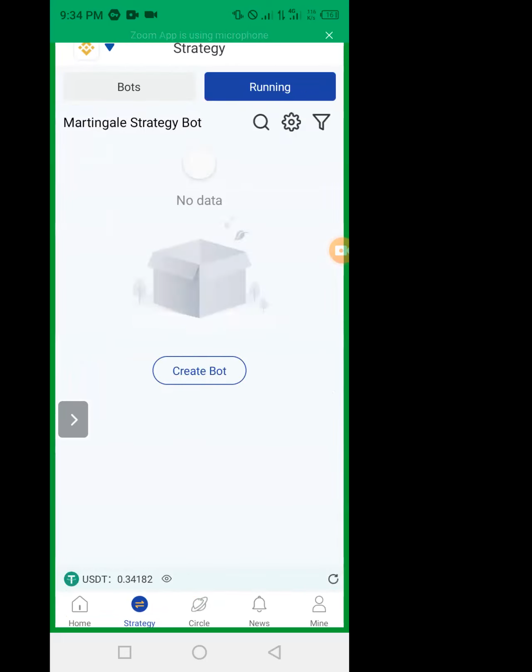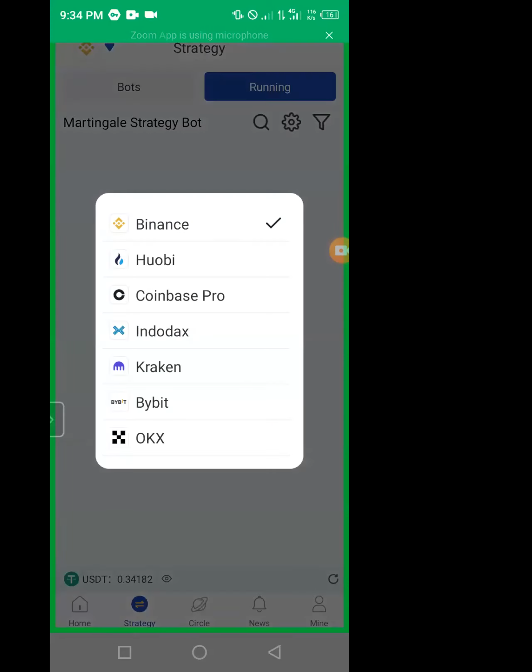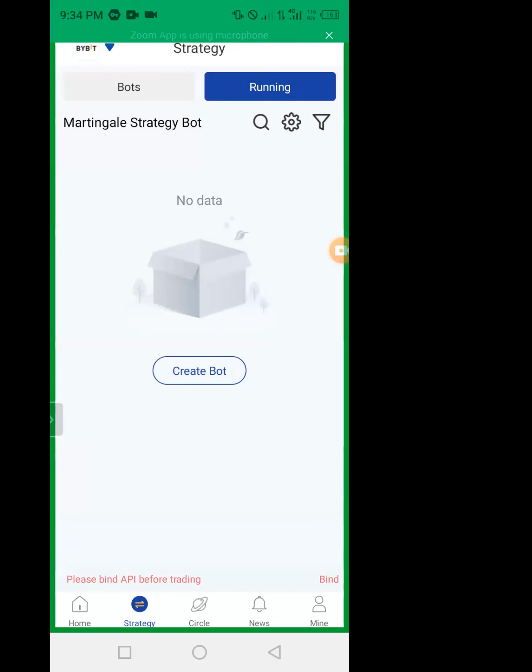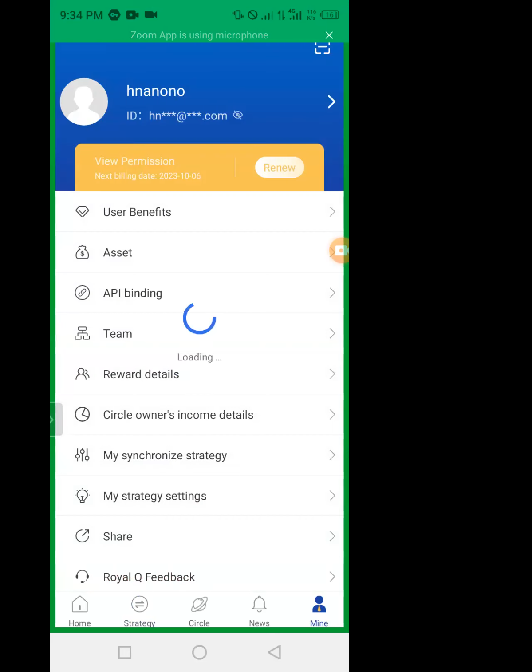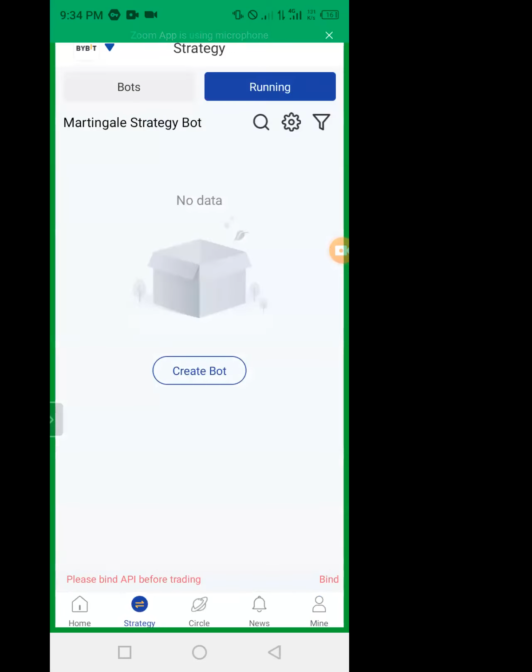Oh, this account is using Bybit. No, this account, no, it is not using. It is using Binance. Oh, this is my account for building the team. It is not for trading. That one is not for trading. Let's look at something else.